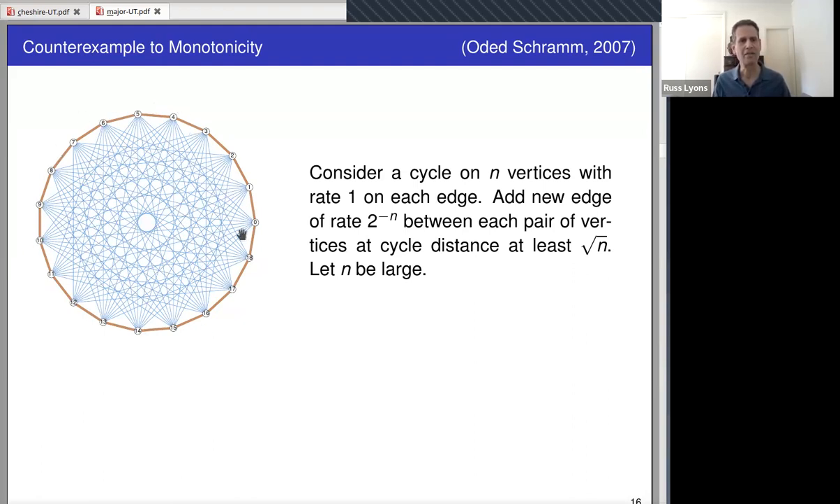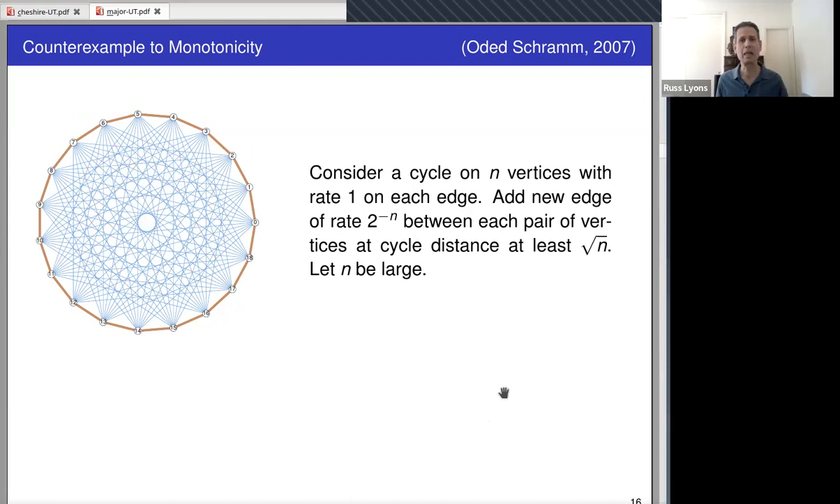Consider a cycle on n vertices. Here, n is 19. And drawn with these thicker brown edges, and rate 1 on each edge. Now we're going to add new edges, which are these little thin blue edges, of rate 2 to the minus n. But not between all pairs of vertices, only between pairs of vertices whose cycle distance is at least the square root of n. Okay, so you see there's no new blue edge here, there's no blue edge here. You have to go all the way over to here before you get a blue edge. At least square root 19 in this case, okay? And let n be large.